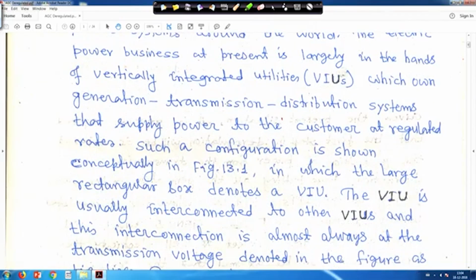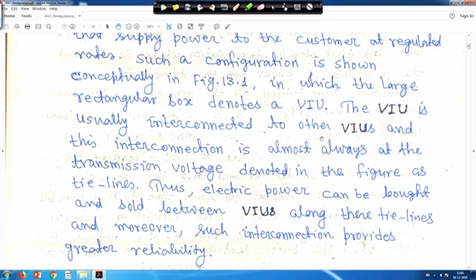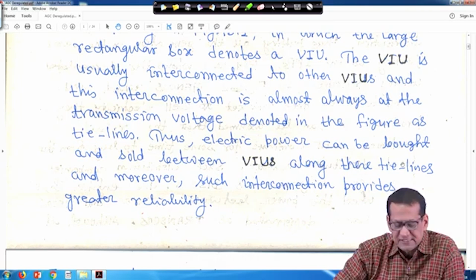Now, such a configuration is shown conceptually in figure 1. I will come to figure 1, in which the large rectangular box denotes a VIU. The VIU is usually interconnected to other VIUs, and this interconnection is almost always at the transmission voltage, denoted in the figure as tie lines, right. Thus, electric power can be bought and sold between vertically integrated utilities through these tie lines, and moreover such interconnection provides greater reliability.